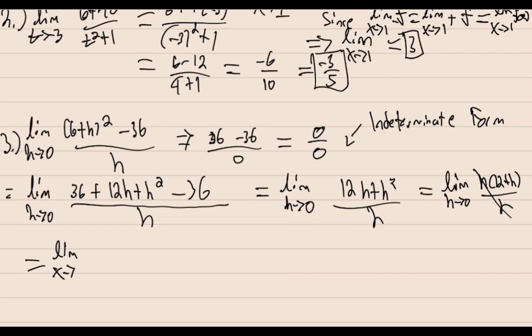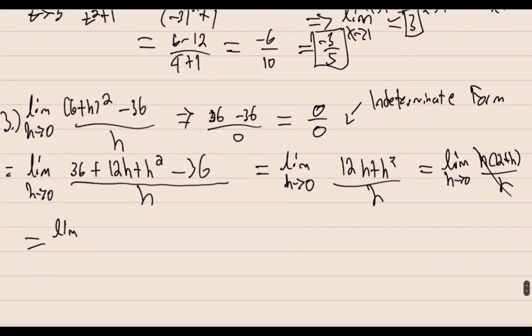Leaving me with this nice limit, the limit as, my bad, not x, where did x come from? The limit as h goes to 0 of 12 plus h. Well, now we can just simply plug in the 0, and we just get 12. So that tells us that that limit was actually equal to 12, and not 0 over 0. So yeah, just be careful with those indeterminate forms.